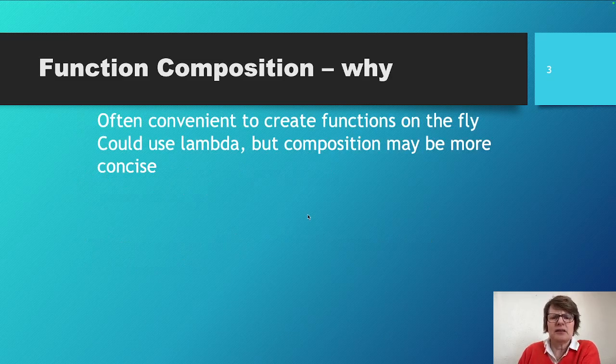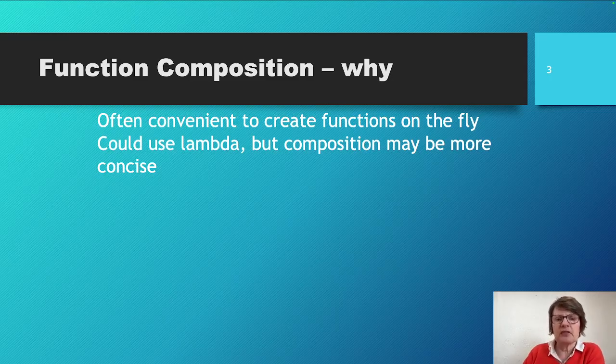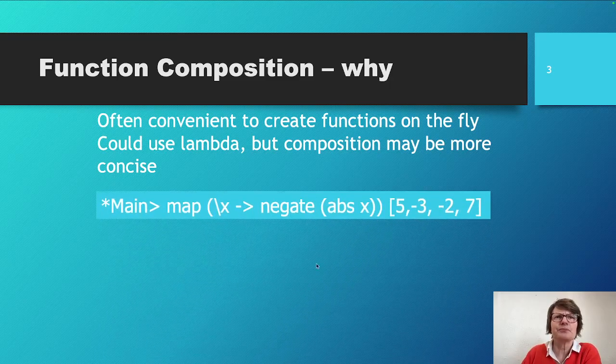And we often say it's convenient to create functions on the fly, which means we have a necessity to do maybe two things, and rather than write the two things or the one thing that contains the two things, what we will do is take two predefined functions and put them together if that is appropriate. So for instance, here we're using a lambda to do this.